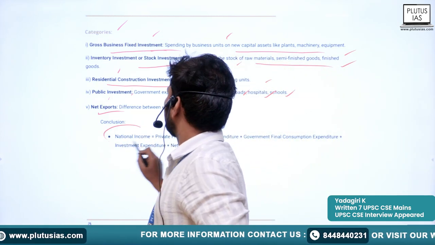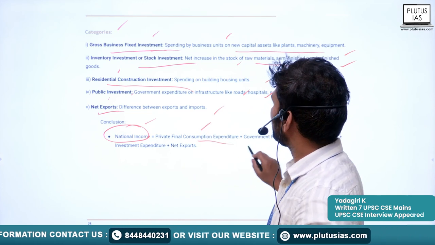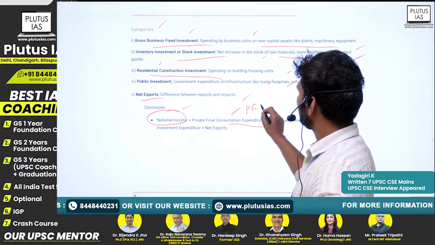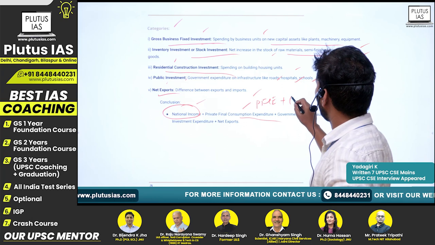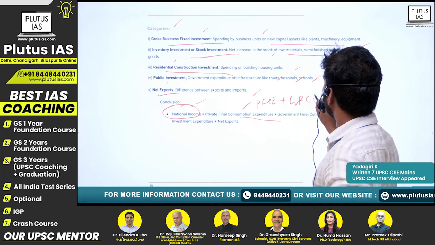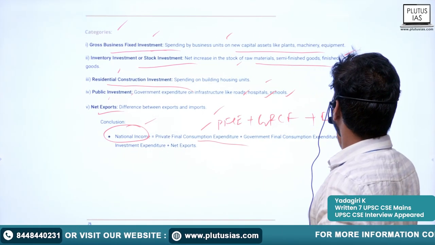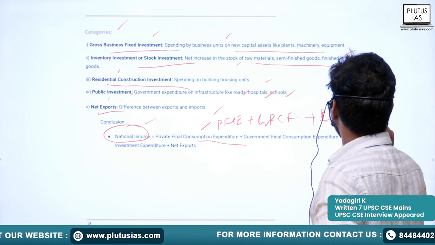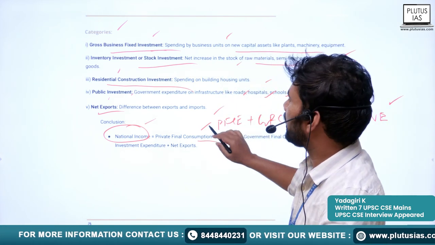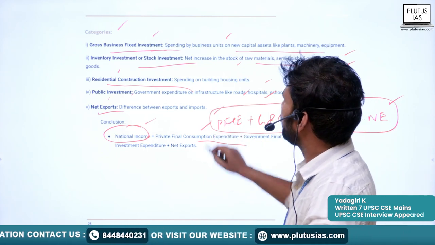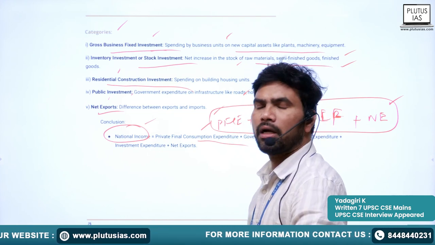So the calculation of national income here is the private final consumption expenditure, PFCE, plus government final consumption expenditure, plus investment expenditure by the companies or the entrepreneurs. Next, net exports. So this way, through the expenditure method, we can calculate the national income. So this is the formula for the national income when we are calculating the national income of a country.